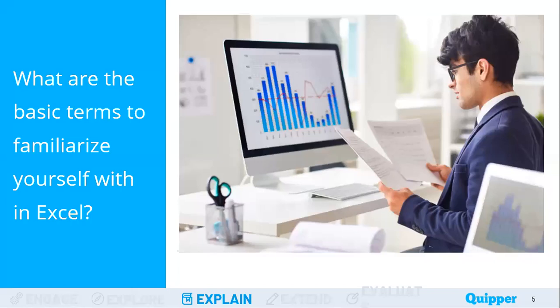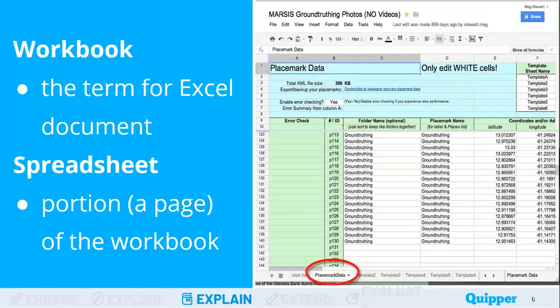So what are the basic terms to familiarize yourself with in Excel? So this one, you can see on the screen, it is one example of Excel. Then we have workbook. The workbook is the term for an Excel document. When you save an Excel file, you will find it as a workbook. The term for Excel document, the documents in Excel are workbooks.